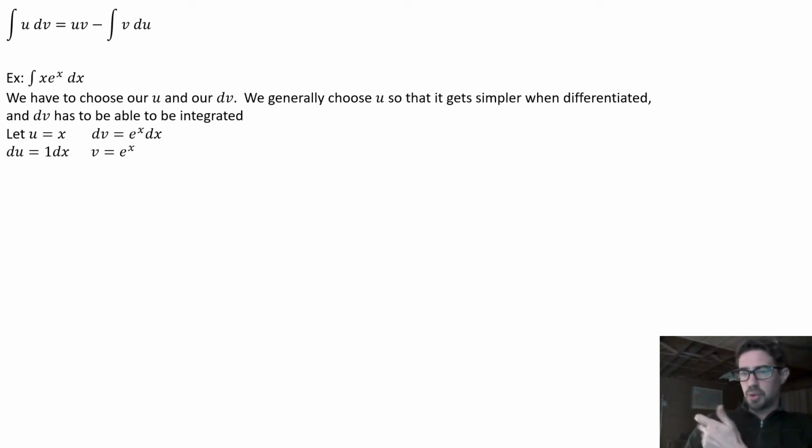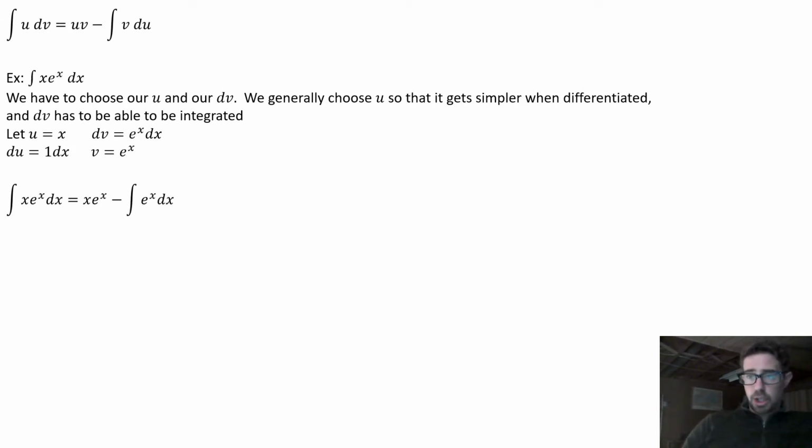I say du is 1 dx. I didn't have to put that 1 there, but the derivative of x is just 1. So you won't see it in the next step. And then dv is e to the x dx. What is v? Well, v is just e to the x. So I did integrate there. This might be kind of a weird example. The integral of e to the x is e to the x. I did integrate that, okay?